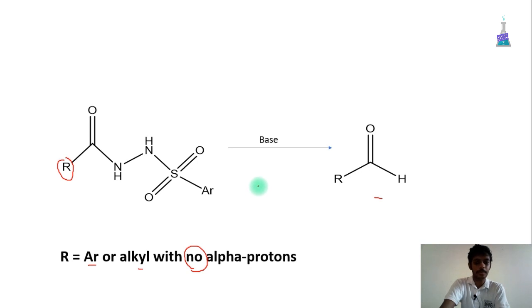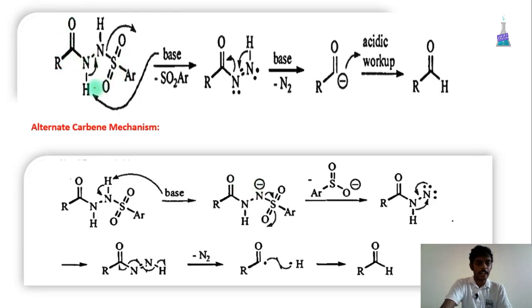Let us see the mechanism. This is the starting material, also known as reactant. The base abstracts this proton and this bond shifts over here, forming the double bond here, and this group eliminates, forming this product. After that, this bond shifts over here, forming the triple bond here. After that, it moves here, forming the negative charge. The nitrogen is removed over here and the carbanion is generated here. After the acidic workup, the aldehyde is obtained.